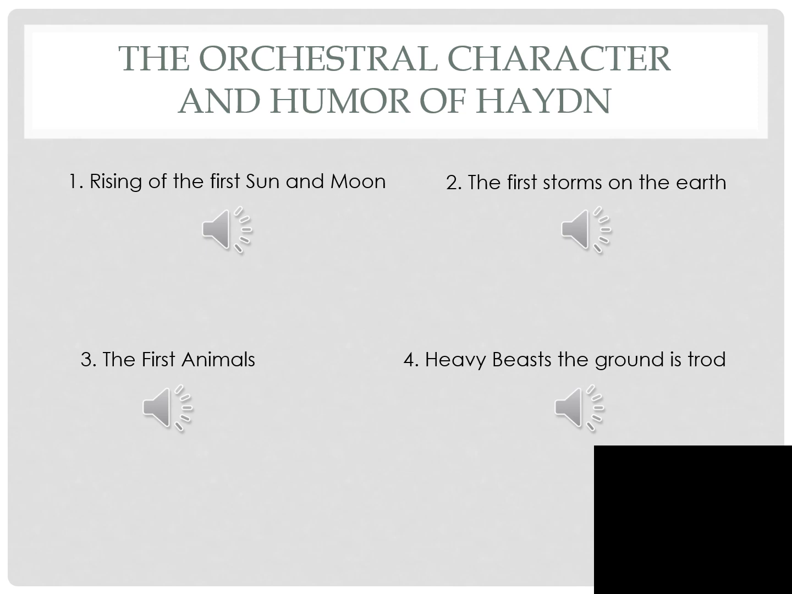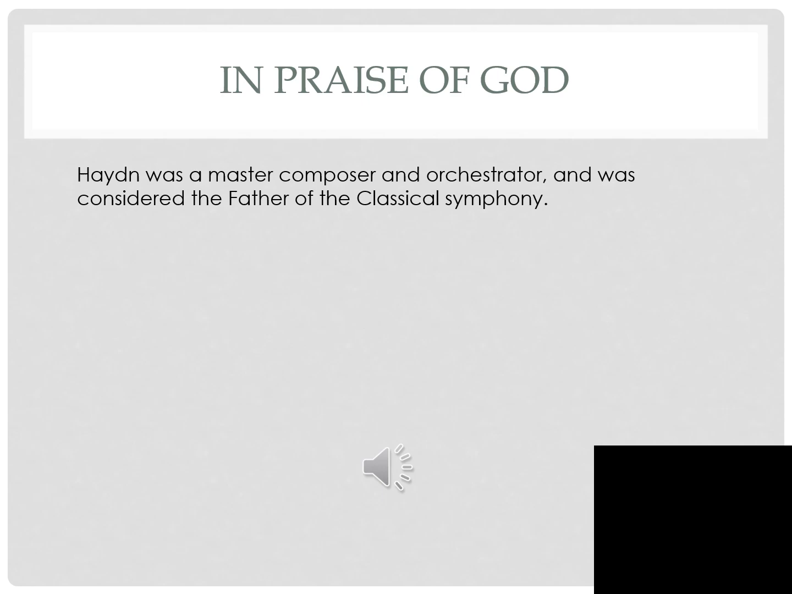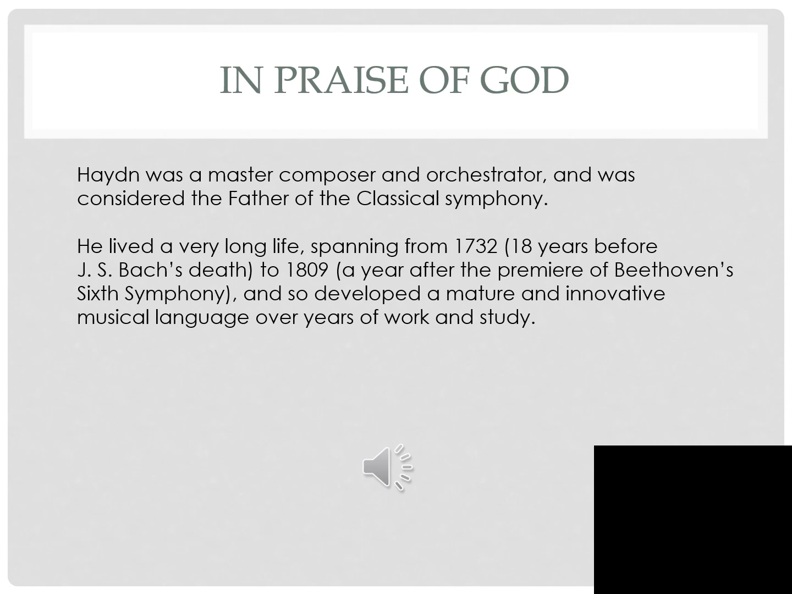All right. So one of the things we have here is that Haydn was a master composer and orchestrator. He was considered the father of the classical symphony. We mentioned that he had a very long life. He had actually spanned his life from 18 years before Bach died in 1732, when he was born, until 1809, a year after the premiere of Beethoven's Sixth Symphony.